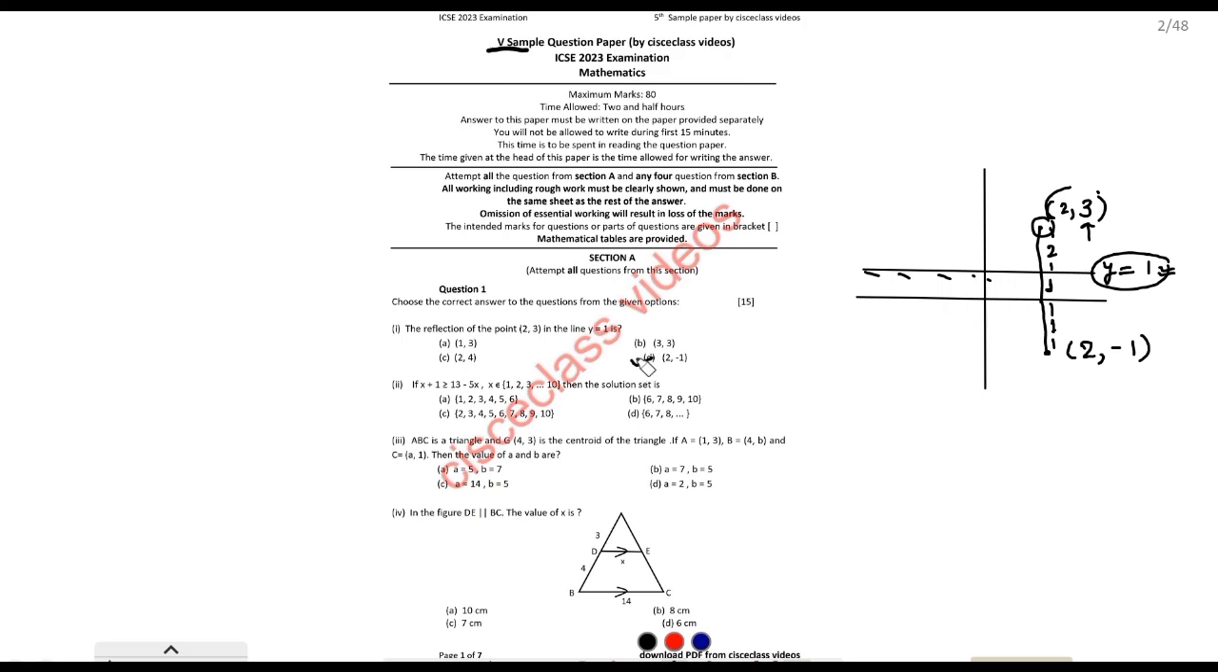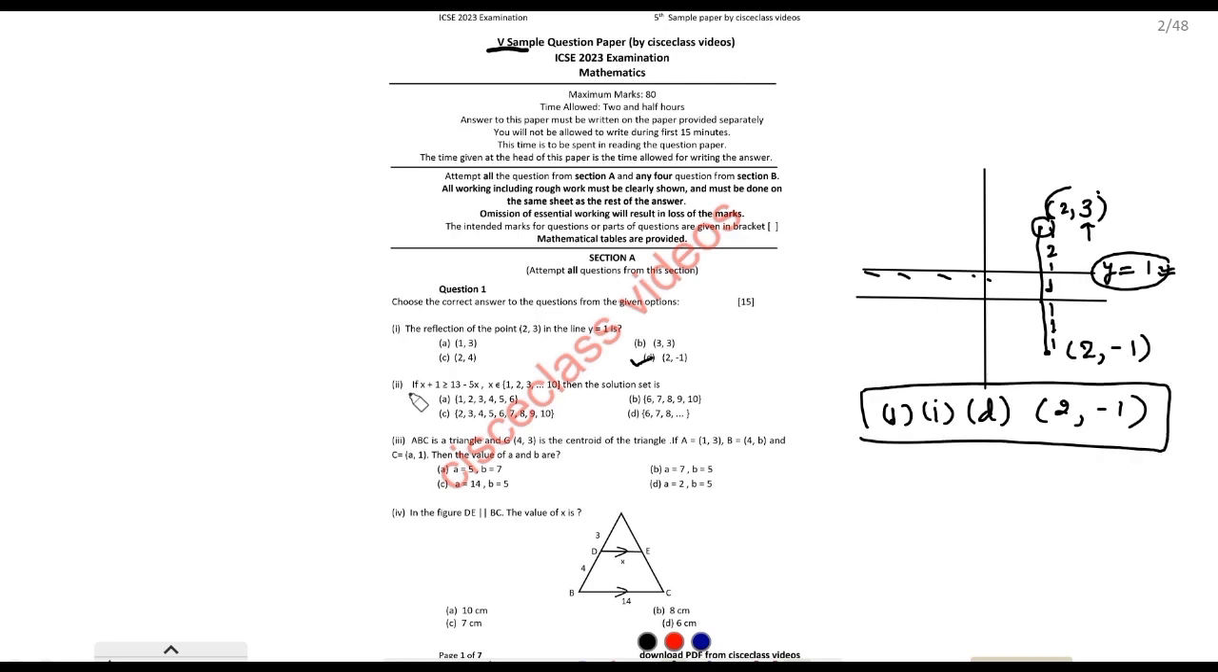Option D is the correct option. Now express your answer in proper manner. That is question number 1, part 1, and option D is the correct option and the answer is (2, minus 1). For every part of MCQ, write your answer in this way.